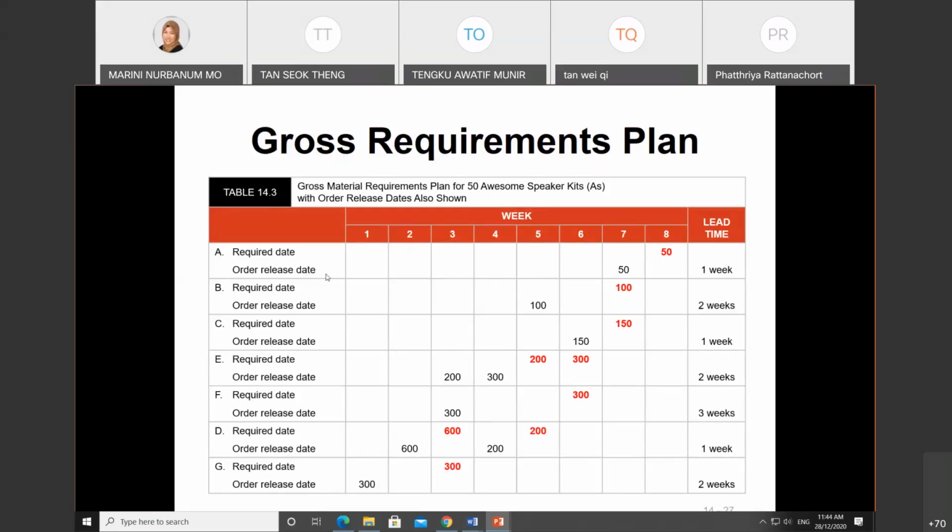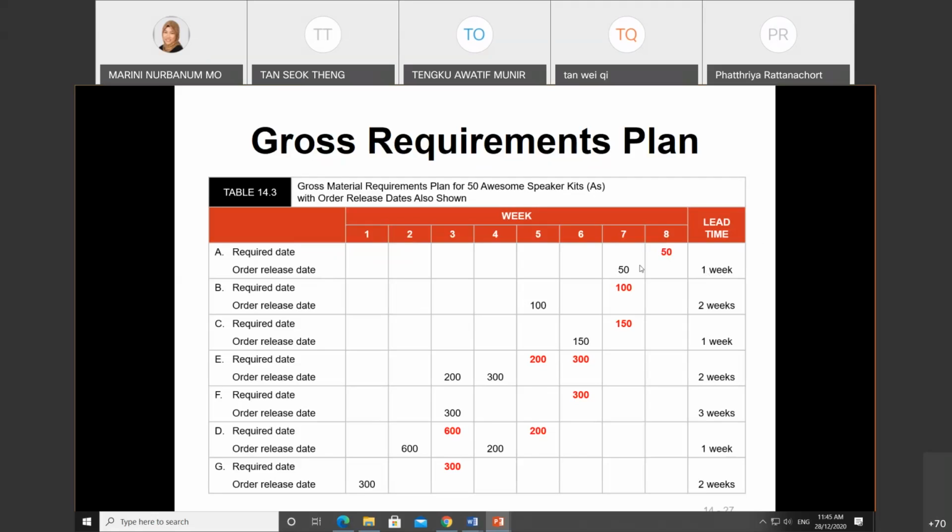Now what we actually need to do is to figure out this order release date. This order release is basically what you need to note down to say to the system, you need to make it now because this item is needed in 1 week, and what is the quantity. So it's very simple. For product A, you note down 50 in week 8 because the lead time is 1. You put 50 in week 7. That's your order release date.